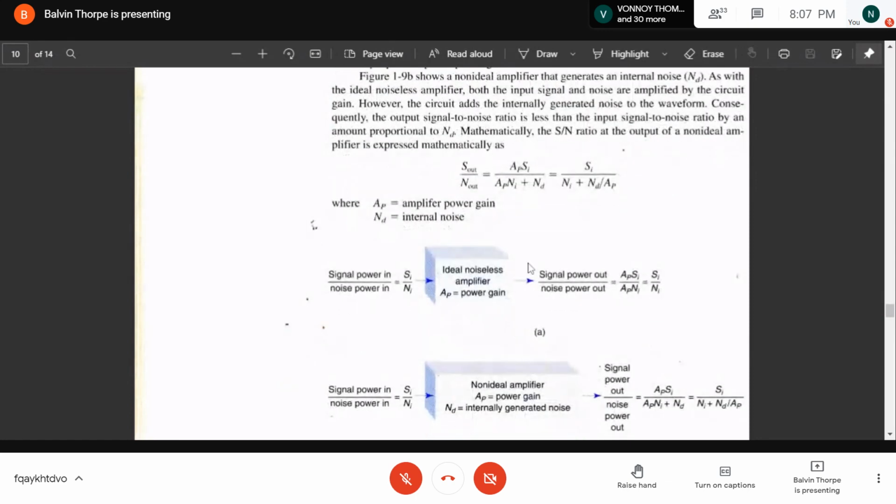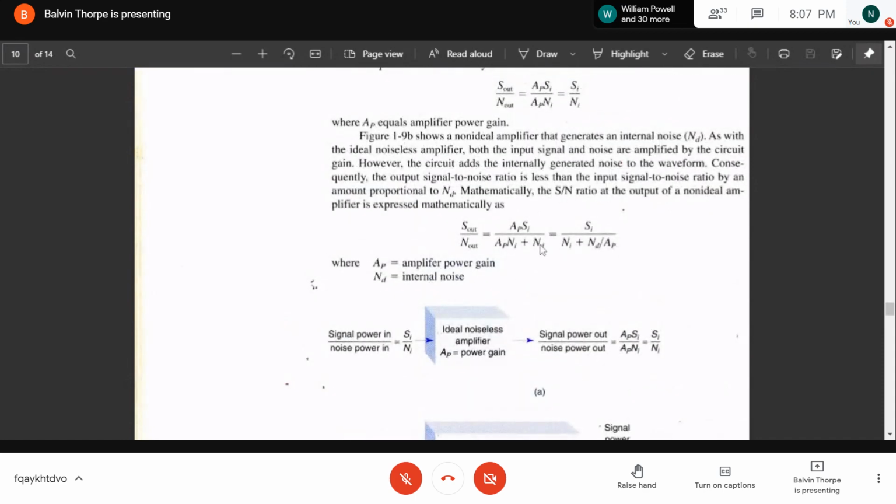So here it is on screen that we're seeing a typical example of what is happening. So the equation that we're looking at, and I just highlight it here. This equation says that mathematically the signal to noise ratio at the output of a non-ideal amplifier is expressed mathematically as what's on screen, what has been highlighted. So it's a signal to noise ratio.